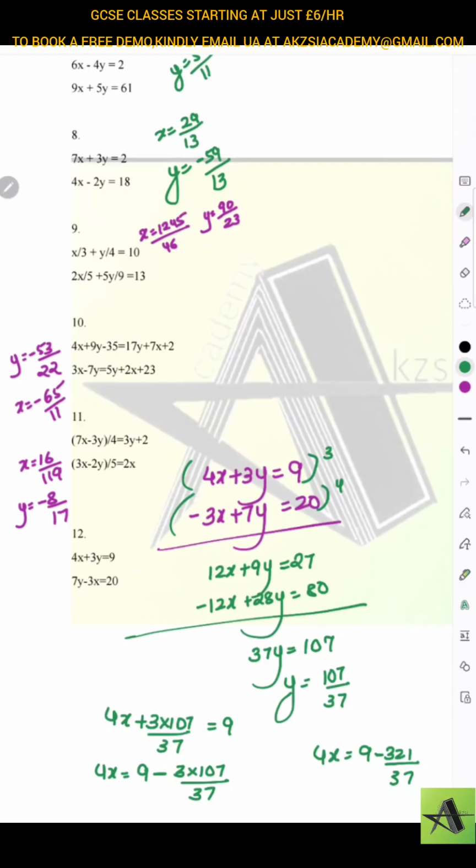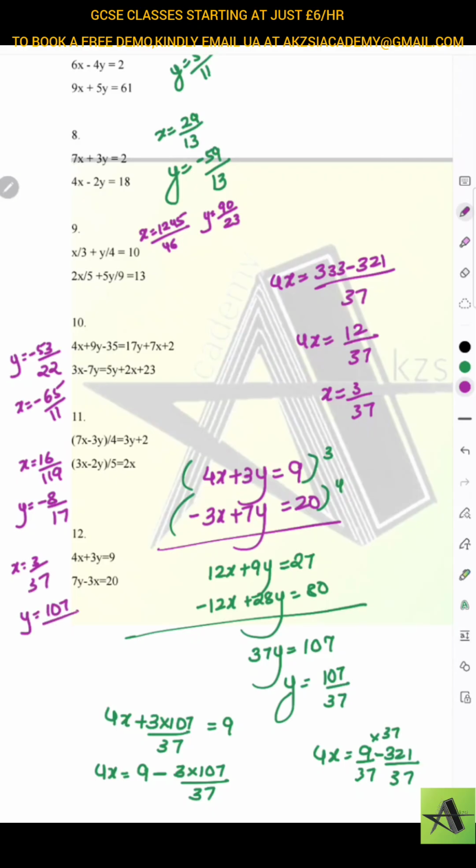Same, we have to make coefficient like the bottom one same. So my LCM is 37 here. So multiplying this with 37 and 37 will give me 4x. I'm writing up here 4x is equals to 333 minus 321 over 37. This will give me 12. So 4x is equals to 12 over 37. Dividing both the sides by 4, x is 3 over 37. So we got x equals 3 over 37 and y is equals to 107 over 37.